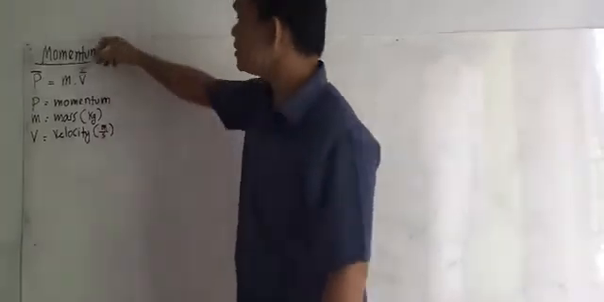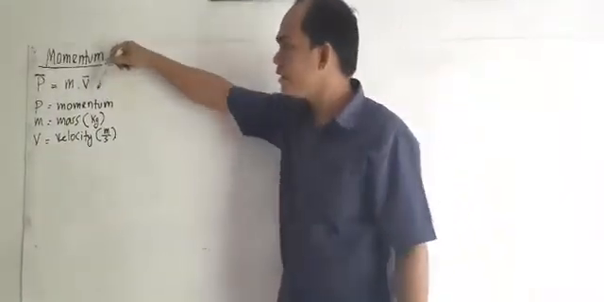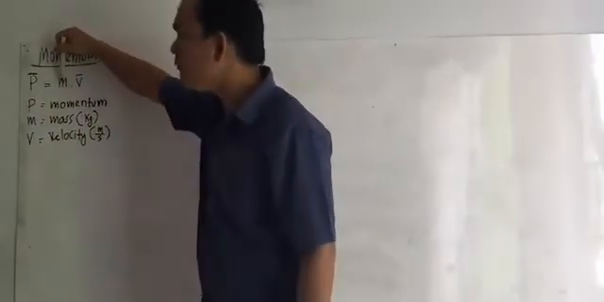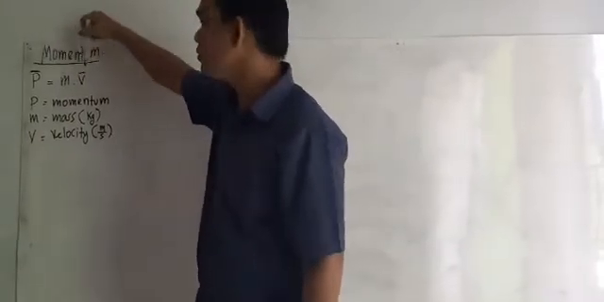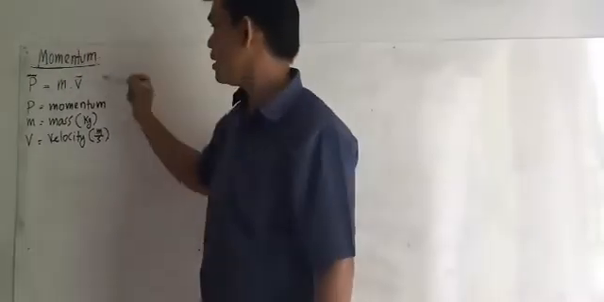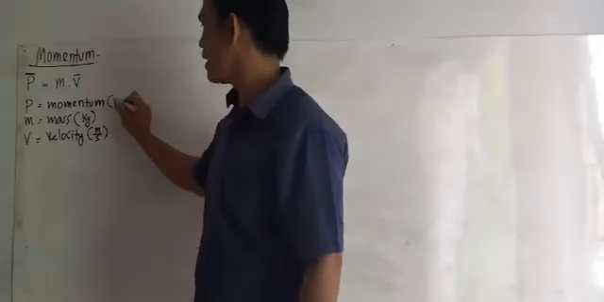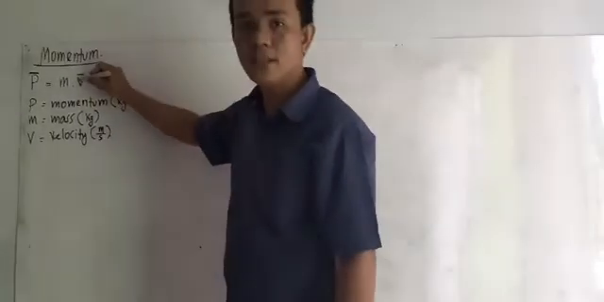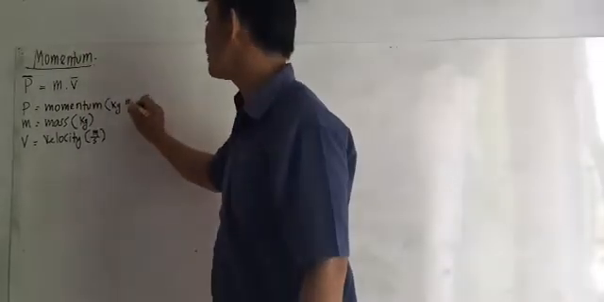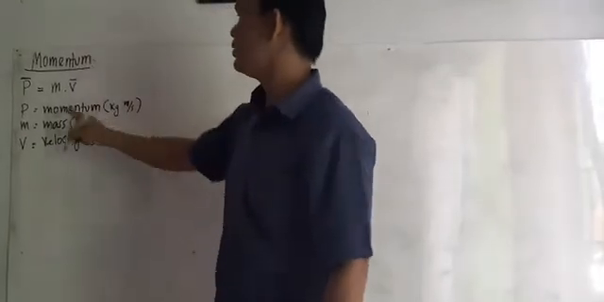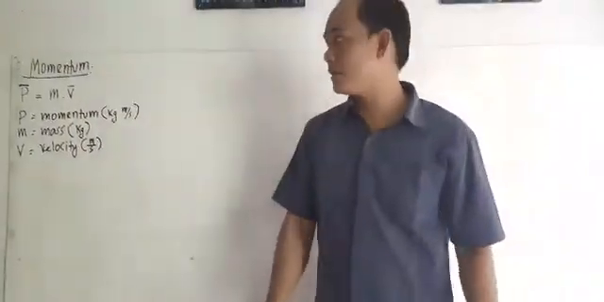Okay. So what's the unit of momentum? The unit of momentum is the unit of mass times the unit of velocity. The unit of mass is kilograms. The unit of velocity is meter per second. So the unit of momentum is kilogram meter per second.